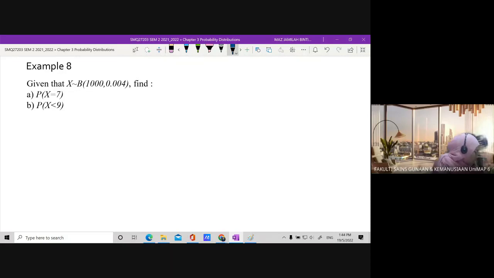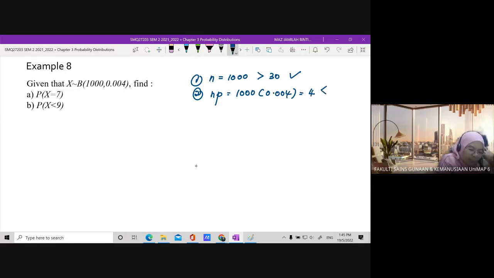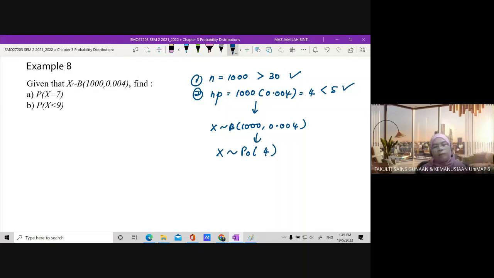In order to check, it must fulfill the two conditions that we have just discussed. The first one, n is, in this case, 1000. Yes, it's greater than 30. Checked. Second, np. That is 1000 multiplied by 0.004. You will get 4. In this case, np is less than 5. Checked. Those two conditions are fulfilled, then we can do the approximation. So originally, x following binomial with 1000 and 0.004, it becomes x following Poisson with a mean of 4.